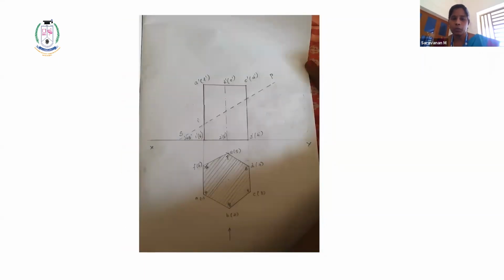Then immediately give the names for the projecting lines, on which corners it has been connected. Here the sectional plane is passing through the first line, 1 dash, A dash, and through the second line, 2 dash, B dash, and through 3 dash and C dash. First observe that. Next, give the new names. Here I have given the names as P, Q, R, S, T, U.